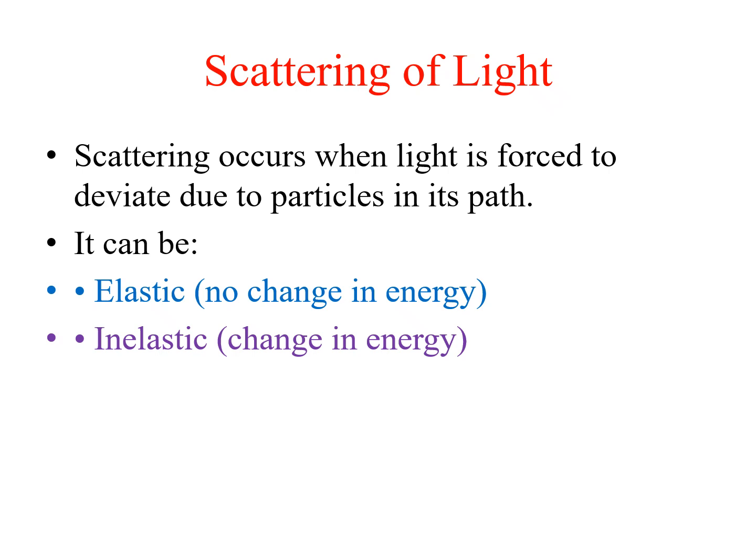There are two types of scattering. One is elastic scattering, in which there won't be any change in the energy of the photons. The other type is inelastic scattering, in which there is a change in the energy of the photon.